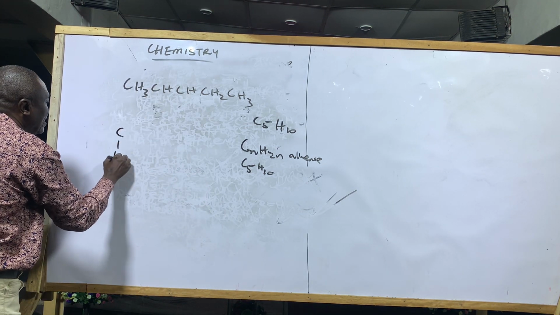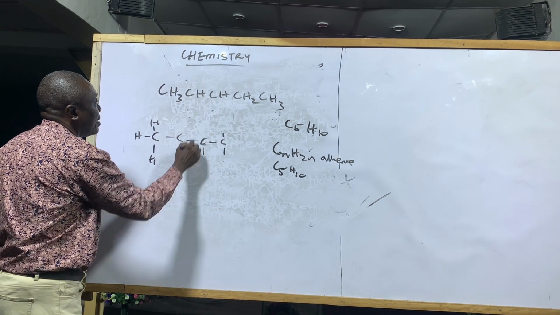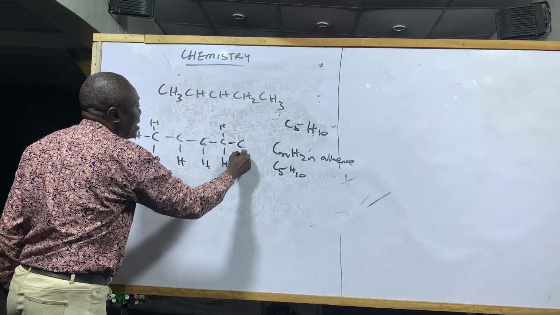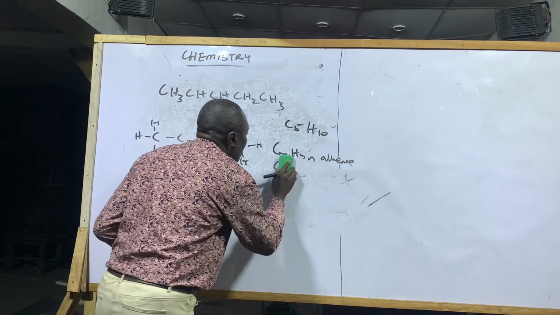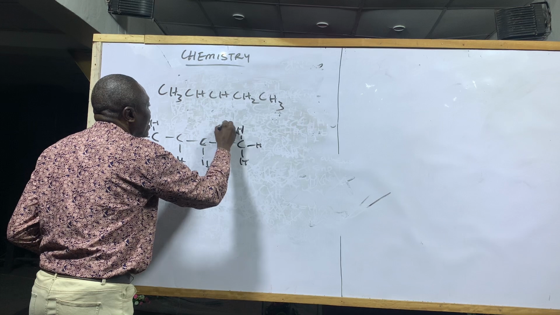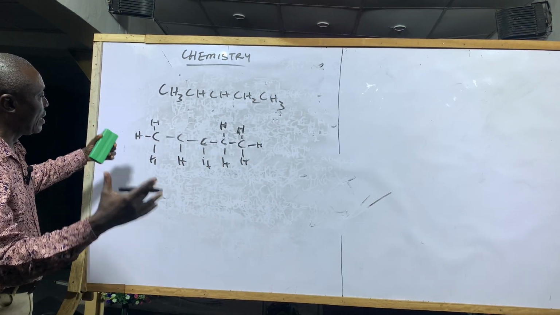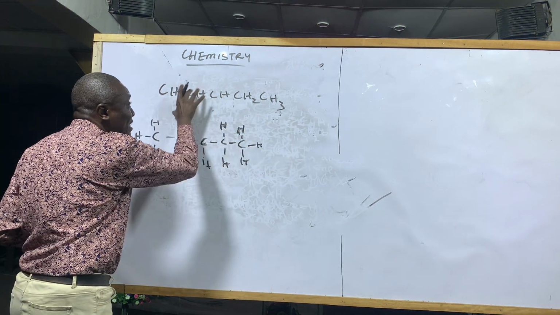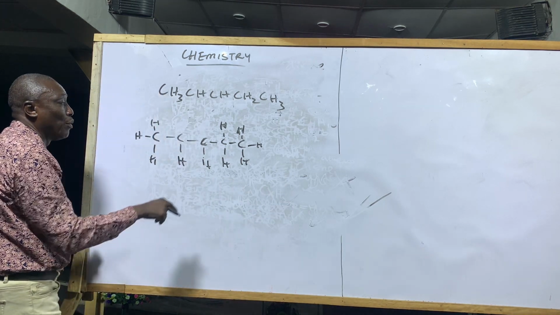This CH3, this is the CH3, this is CH, this is CH2, and this CH3 is this. So this is the structure of the compound, and through the molecular formula and the general formula, we discover that this particular compound conforms with the general formula of alkenes, meaning that there is a double bond there.